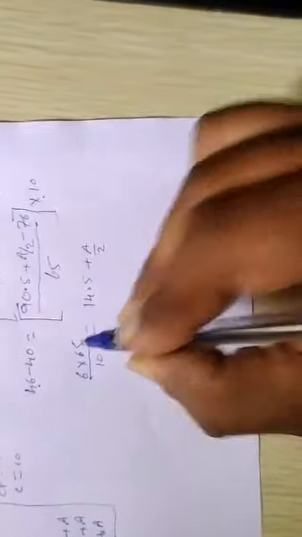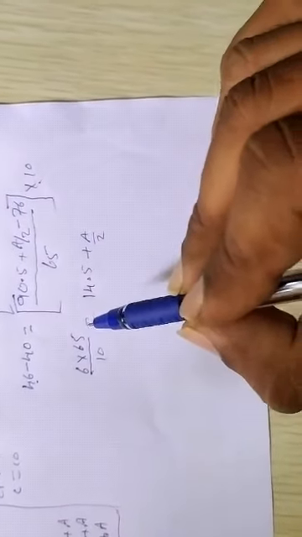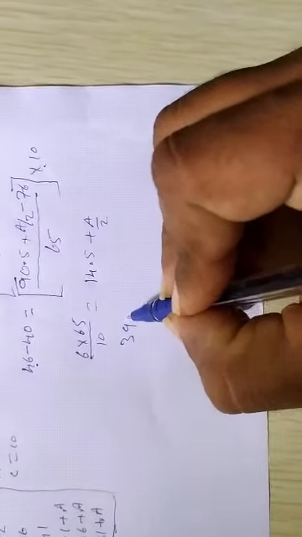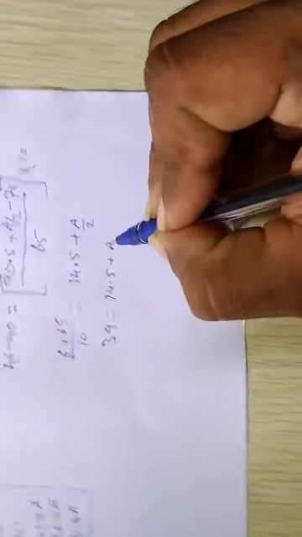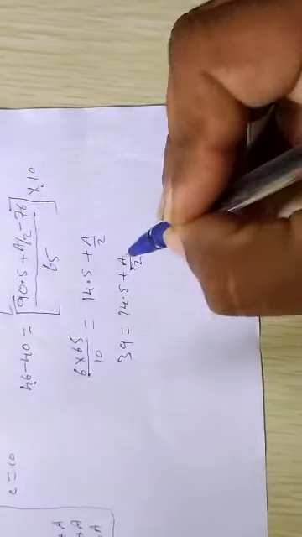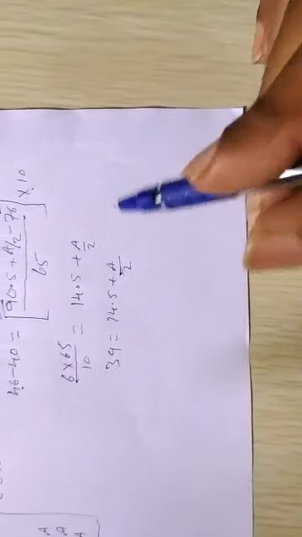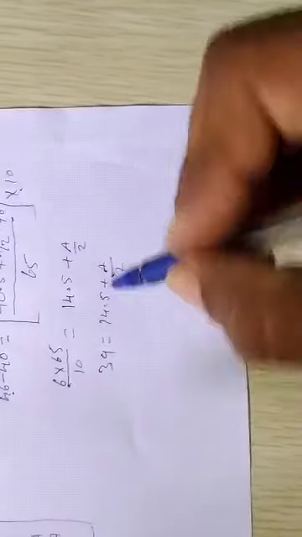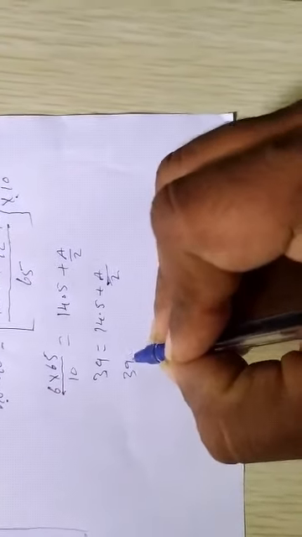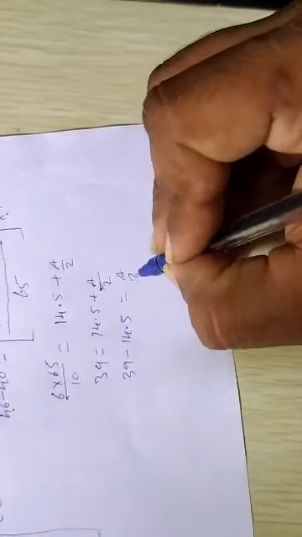Now 6 into 65 we get 390. 390 divided by 10 we get 39. So 39 is equal to 14.5 plus A by 2. Further we reduce it: we have to take either A by 2 or 14.5 to the other side. We can't take A by 2 because we need to find A, so take 14.5 to the other side. It becomes 39 minus 14.5 is equal to A by 2.